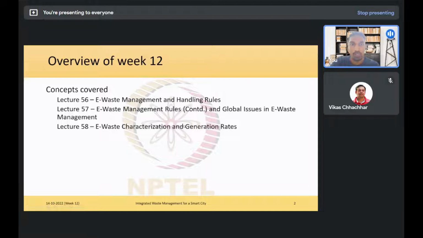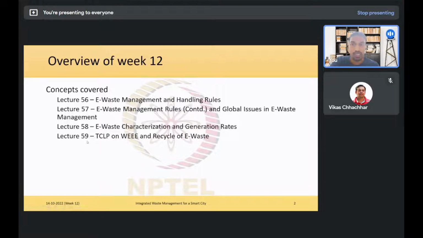We also looked at the generation rate of e-waste, and how it has been growing over the years. We see an increasing trend that is non-linear; it is increasing at an increasing rate. So we are producing more and more e-waste, but the handling of this e-waste is not done in a proper way.